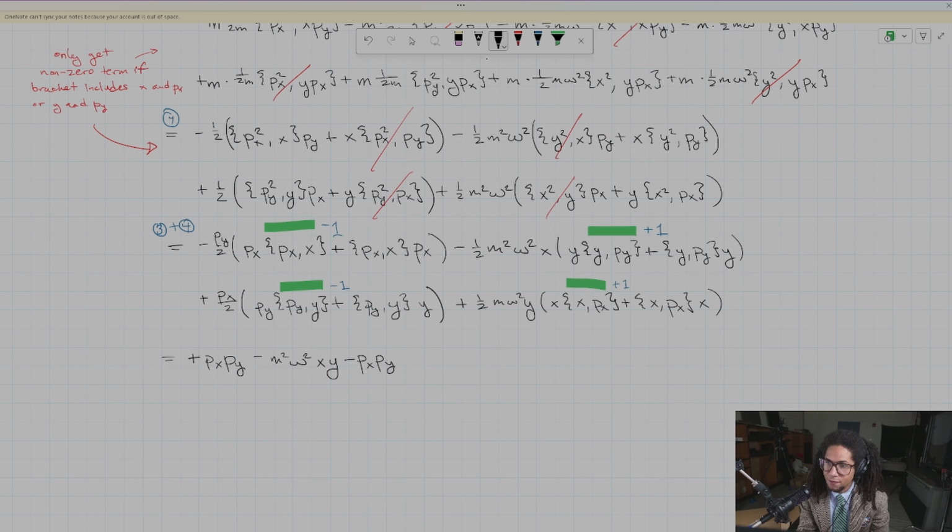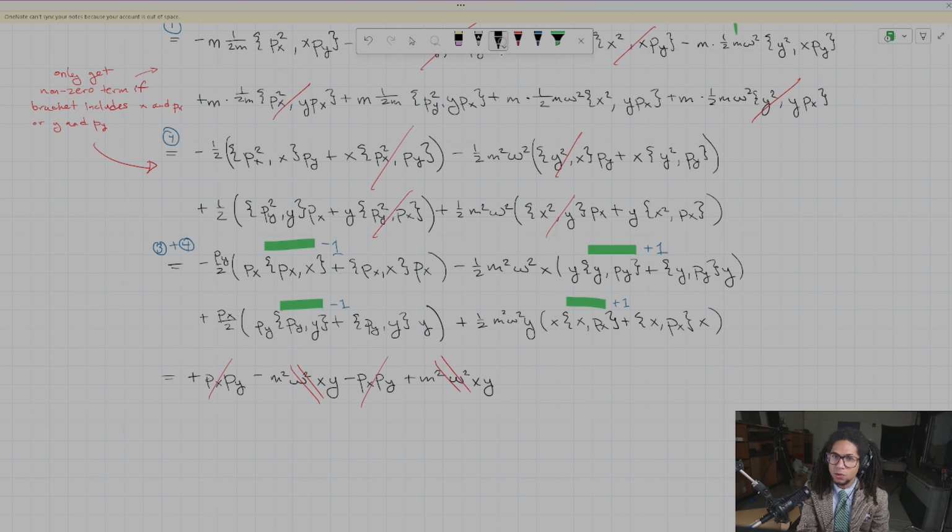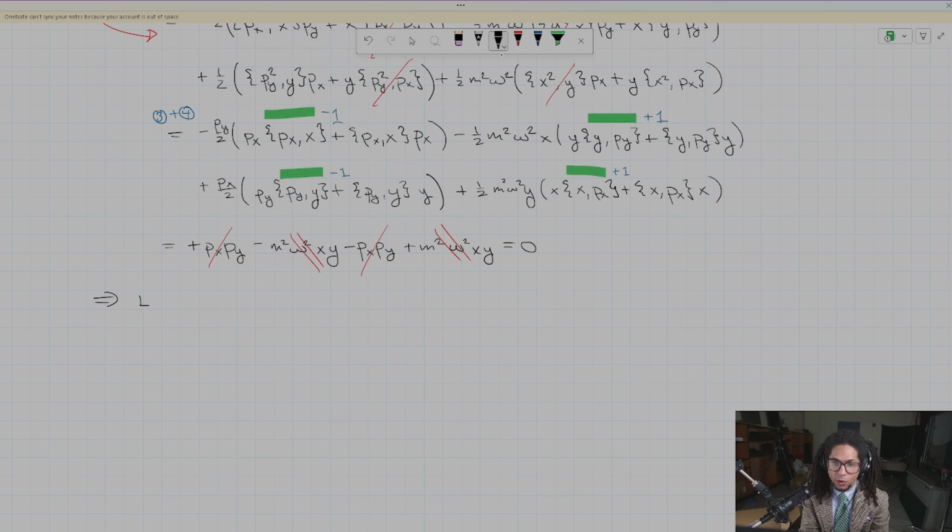Oh, did I miss a squared? Yes, I dropped a squared here. M squared omega squared xy. Oh man, but check it out. Look, this term cancels this term, and this term cancels this term. So in the end, my whole thing is 0. What I've proven is exactly what I already knew from Lagrangian mechanics, but it's good to show that it works here too, which is that LZ dot is equal to 0, or LZ is conserved under the dynamics.